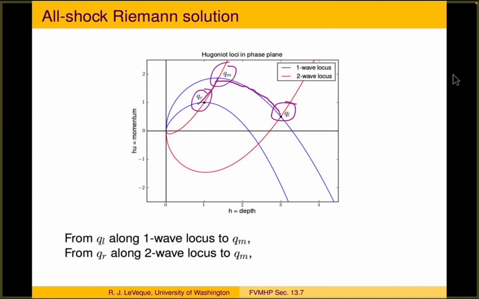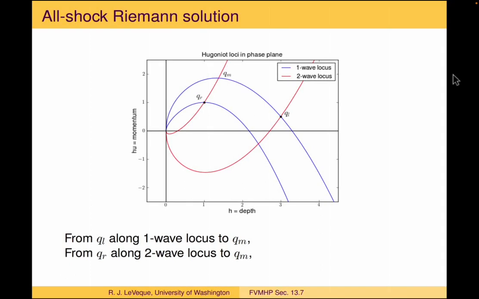And if we have a larger system of 3 equations, then it becomes much harder to draw, but that would be the same idea. You need to move along the one-wave locus from QL to some state, and then along a two-wave locus to another state, and then along a 3-wave locus to the right state.